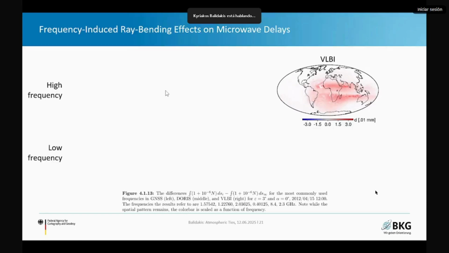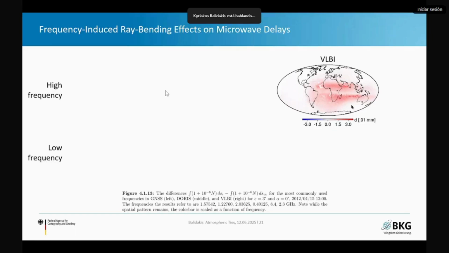So the space geodetic techniques that we use in geodesy observe at different frequencies. And when we calculate the atmospheric delays, the ionosphere is usually not considered. However, although the ionosphere does not affect the tropospheric delay directly, it affects the ray path. So by changing the ray path, it indirectly affects the tropospheric delay because we need to integrate along a different path.